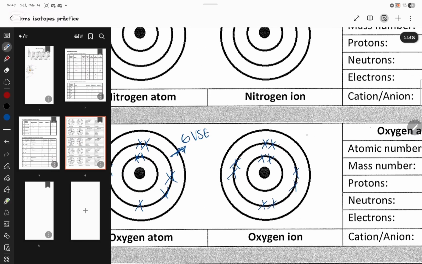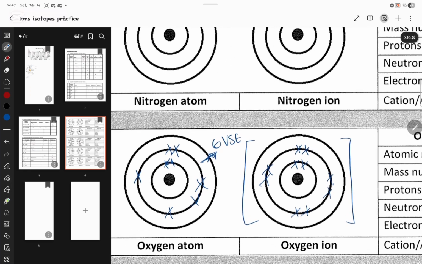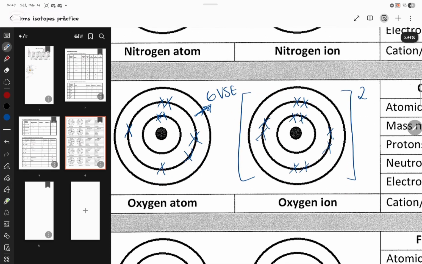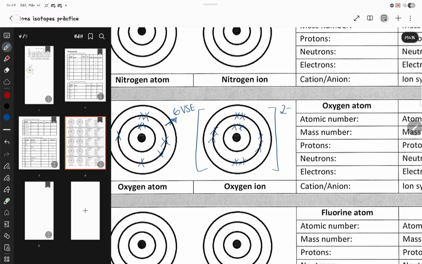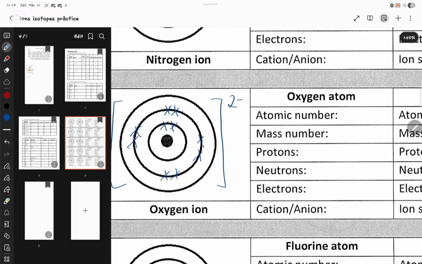So obviously, this is your oxygen ion. You draw square brackets around it, and you indicate the charge of 2 minus because it has gained 2 electrons. Okay.